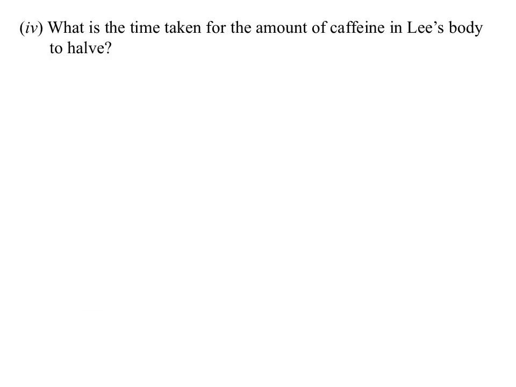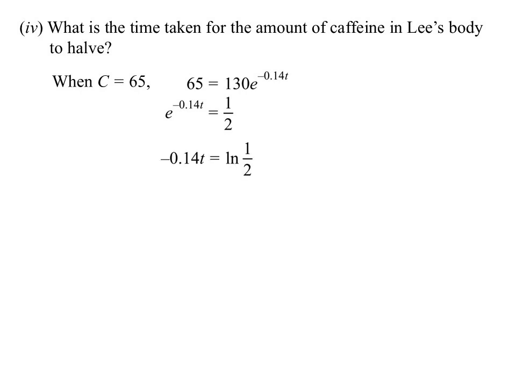What's the time taken for the amount of caffeine to halve? C equals 65 then. Well, that's a half of 130. Again, it's a substitution question, but now I've got this exponential equation to solve. And to undo the exponential, we log both sides and we end up with this.